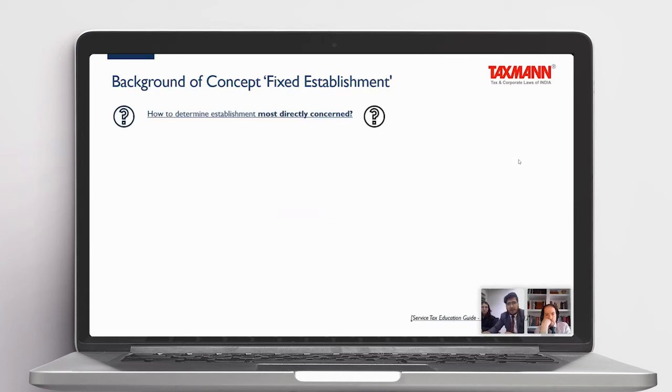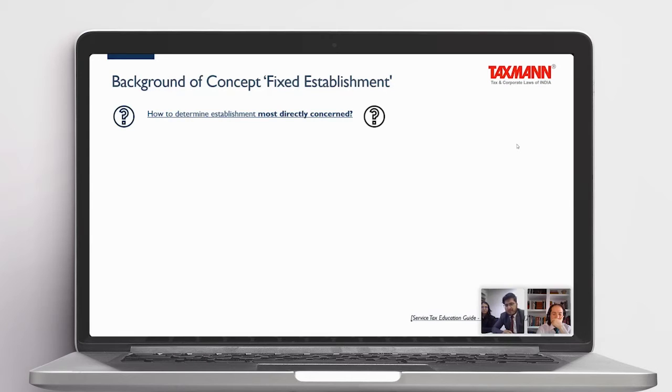Now, how can we determine which establishment is the most directly concerned? Suppose you have a contract whereby you are providing services from multiple states. How would you determine which of the establishments is most directly concerned? See, if you have taken a registration, then there would be no issues. But if you have not taken a registration and that place qualifies as a fixed establishment, then you would be required to have a registration in that state. So it becomes very important to understand whether a place from where you are making a supply qualifies as a fixed establishment or not, and whether it is directly concerned with the services or not.